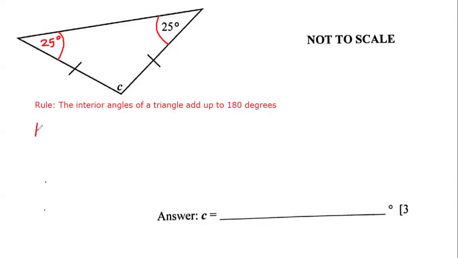So what we have here is we're going to first add 25 degrees plus 25 degrees. And when I add them together, I get 50 degrees. Very good. But I'm not done, right? I have to subtract, because I know that interior angles in a triangle add up to 180 degrees. So I have to subtract.